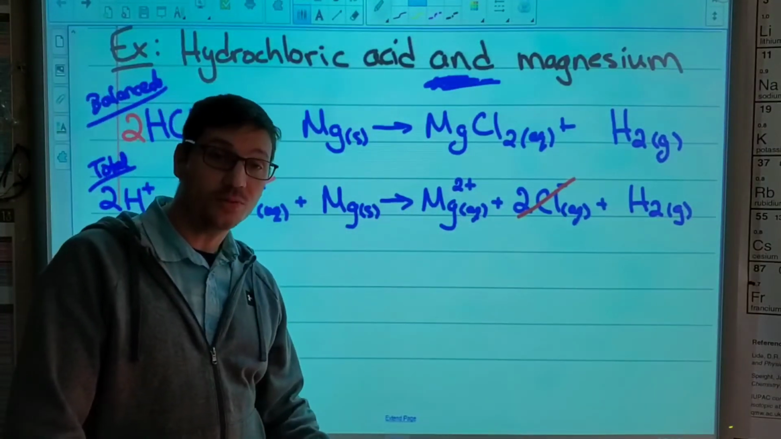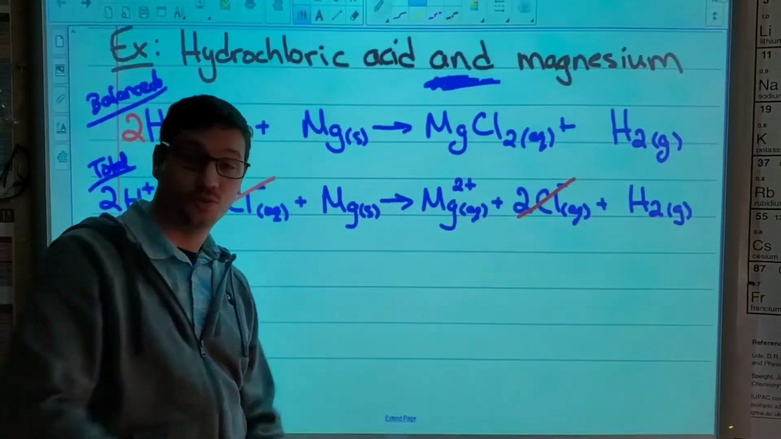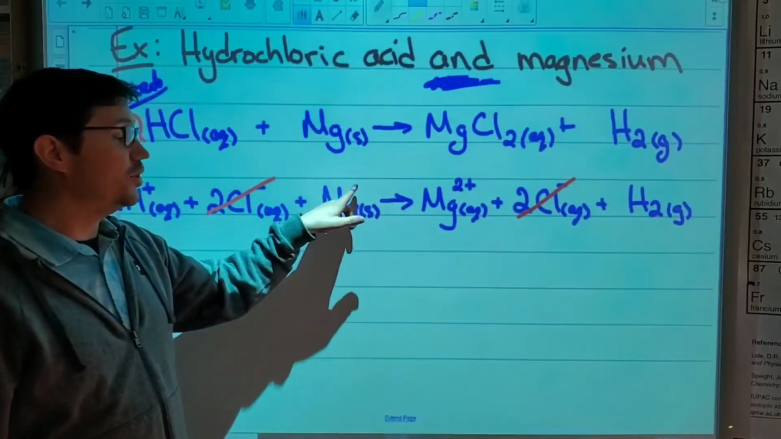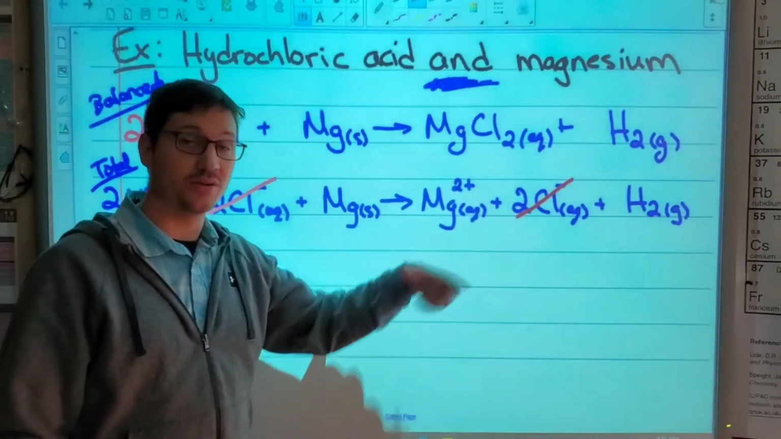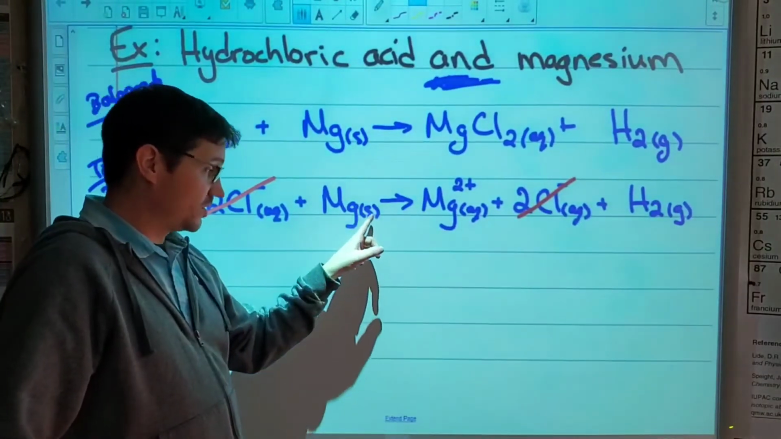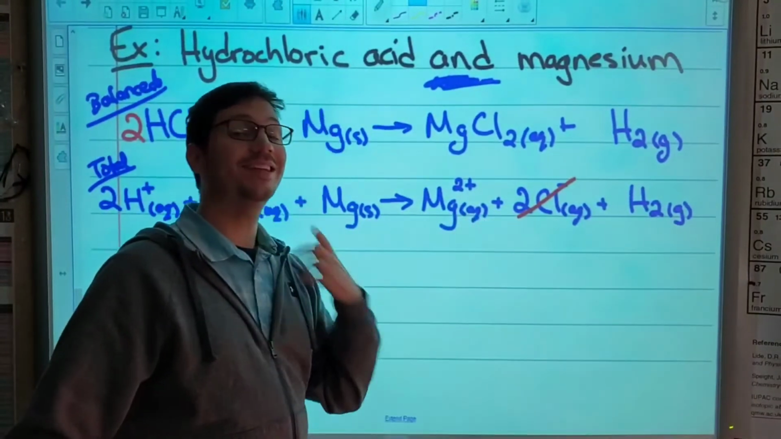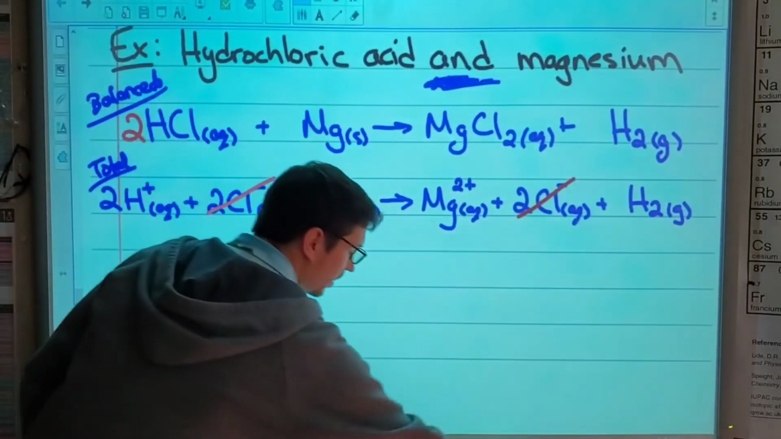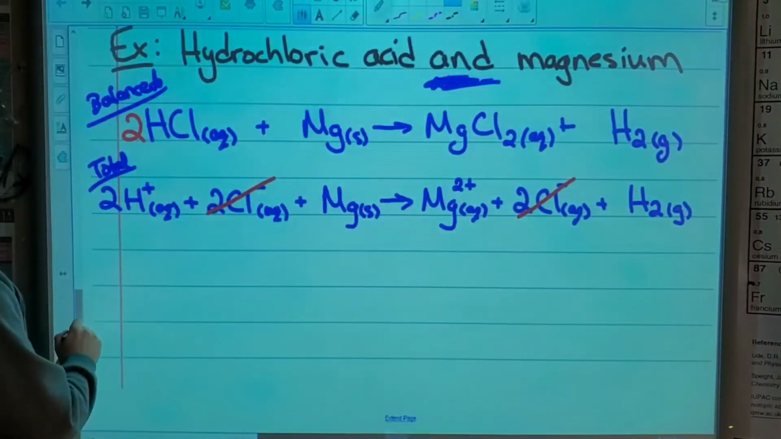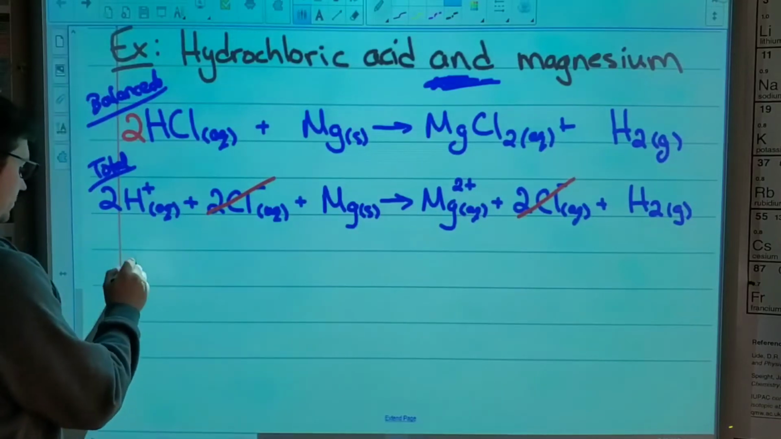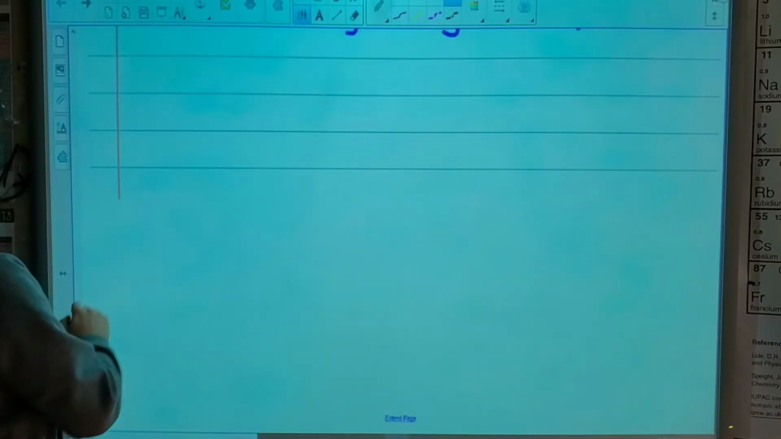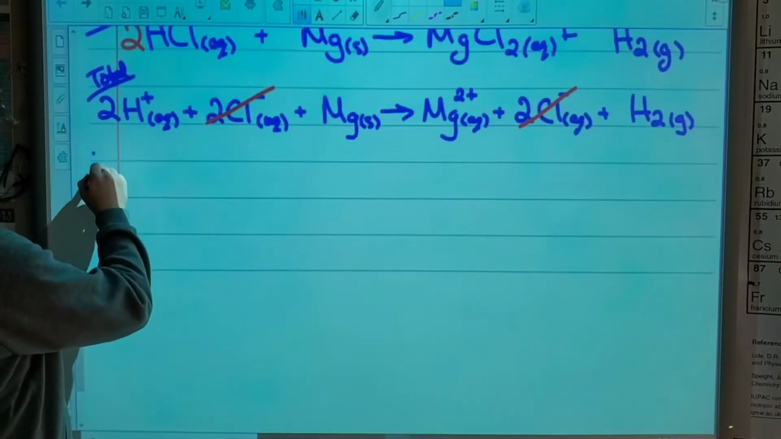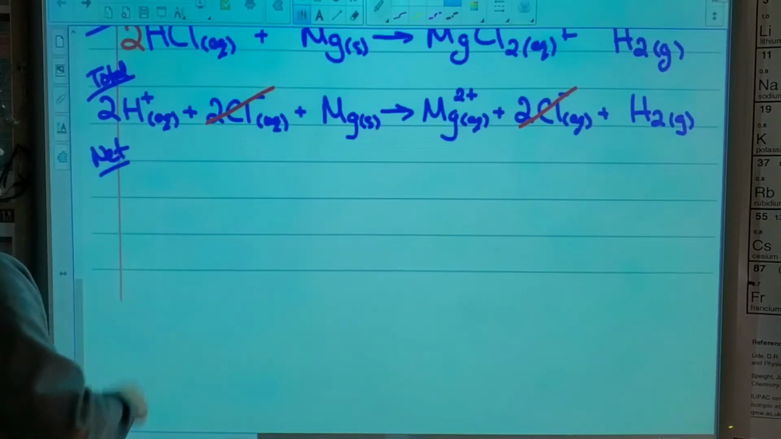Yeah, absolutely it changed. So we can't cross it off. It went from neutral to having a charge. That's a change. It went from solid to being dissolved. That's a change. It was involved in the reaction. So now we'll write our net ionic equation. I'm just going to extend the page here.